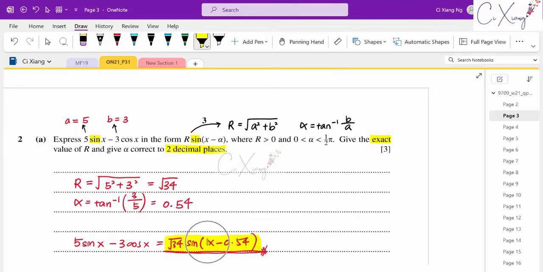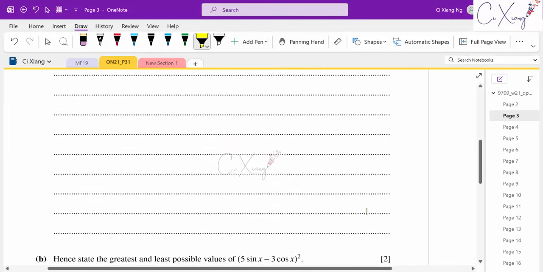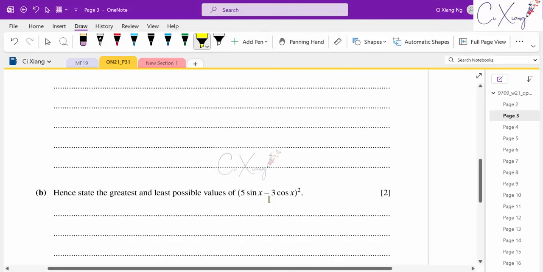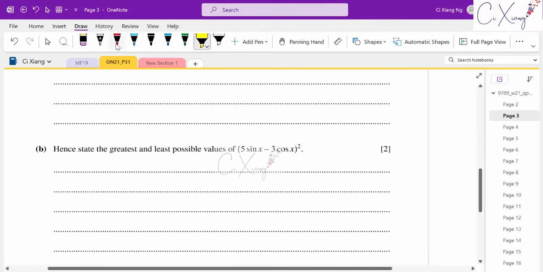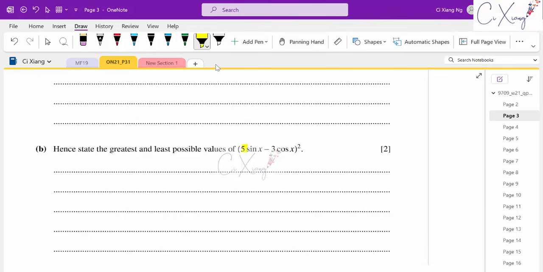So I will start from this expression, slowly change it, to become what they want us to get for the least and also the greatest value. Alright, okay. So just have a look at this one first: 5 sine x minus 3 cos x, without the square. Without the square, I will have square root 34, right?